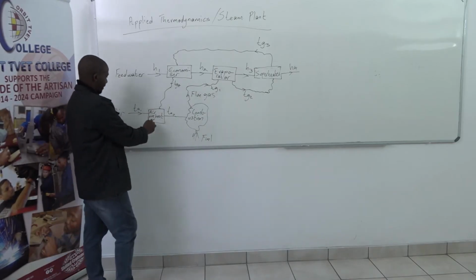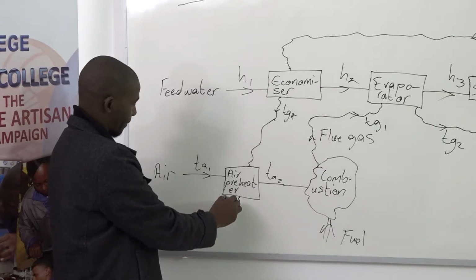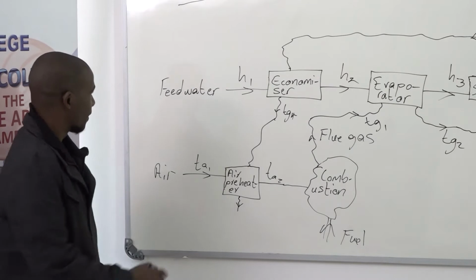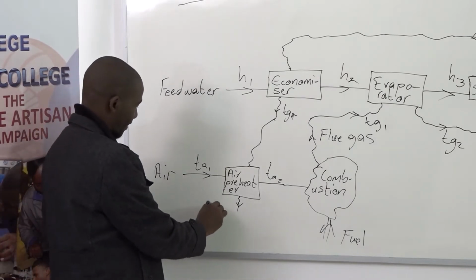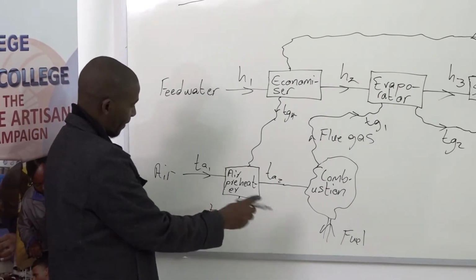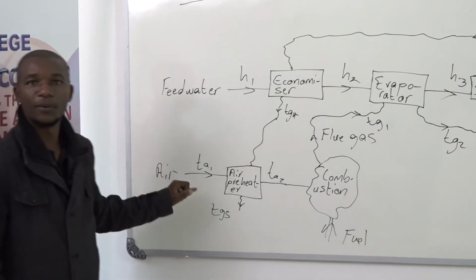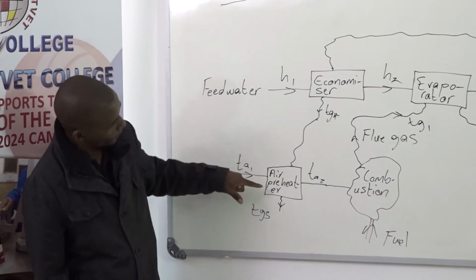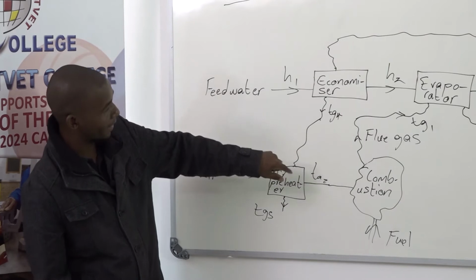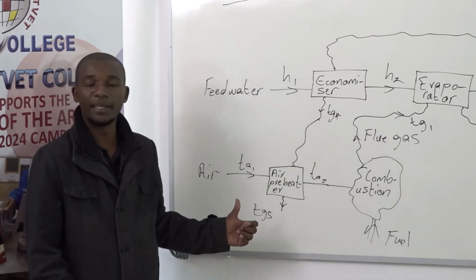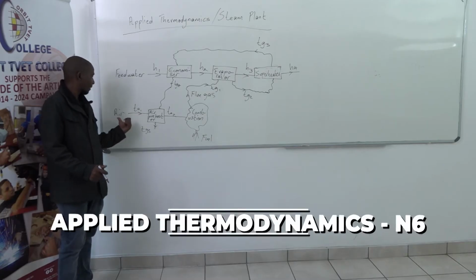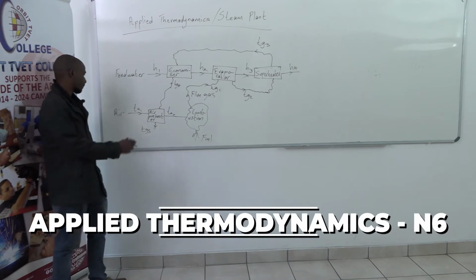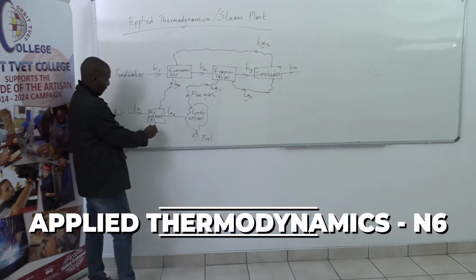Then after the air preheater, the temperature of the flue gas will drop again to TG5. The air from the atmosphere will be gaining energy from the energy that is lost by the flue gas in the air preheater. That energy will be gained by the air from the environment, from the atmosphere.